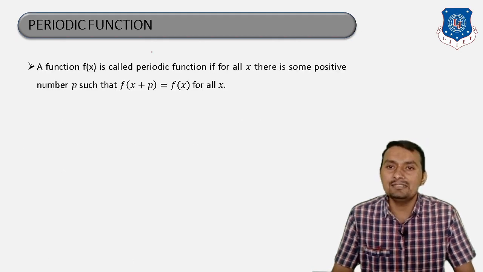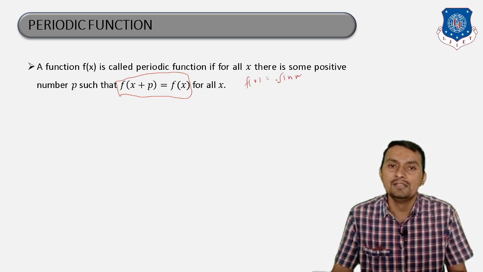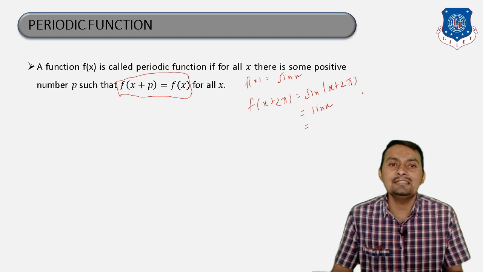Now look at the first condition, that is the periodic function. When we say that the function is a periodic function, if f of x plus p is equal to f of x for all x, then the function is periodic. If I talk about the first simple function, f of x is equal to sin x, and I assume f of x plus 2 pi, what will it be? Here you can say sin of x plus 2 pi, and that is exactly sin x.